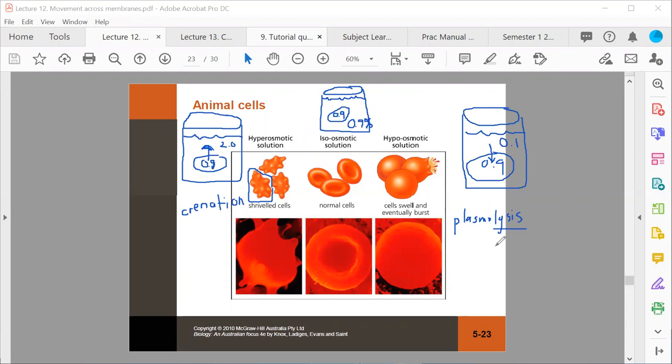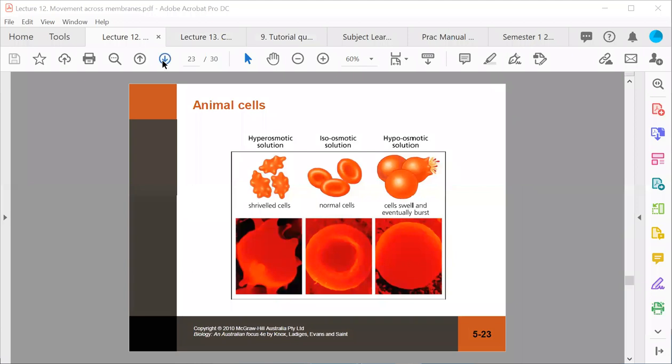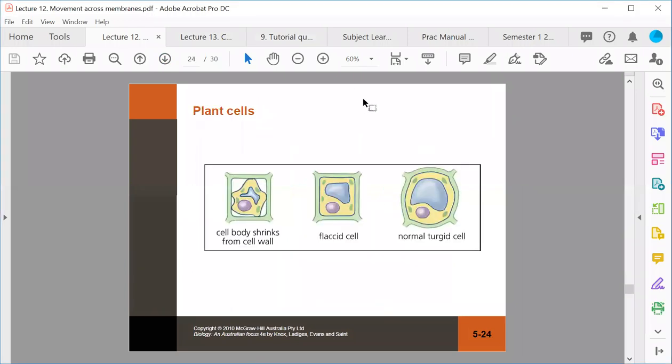Is this in animals? Yes, this is in animal cells. So of course, animal cells are only surrounded by membranes, so they tend to be very, very sensitive to the concentration of solutes in their extracellular environment. Okay, a little bit different for plant cells. Quite different, in fact.